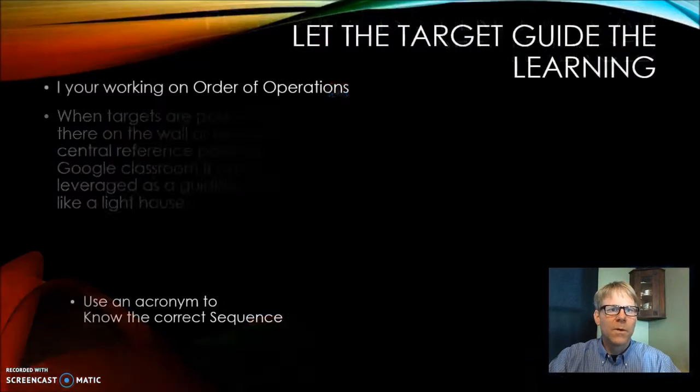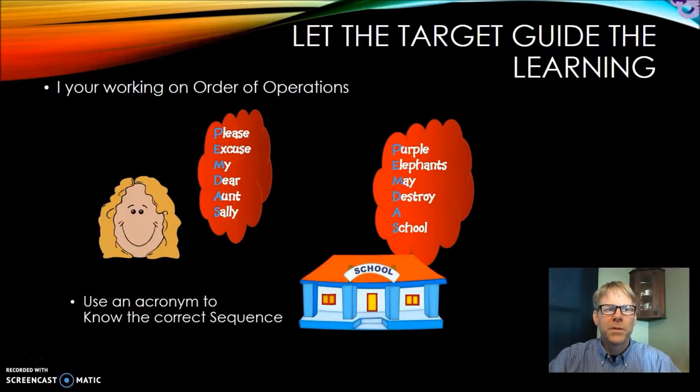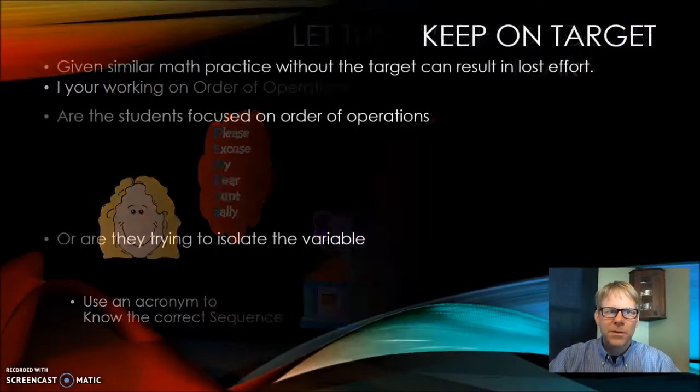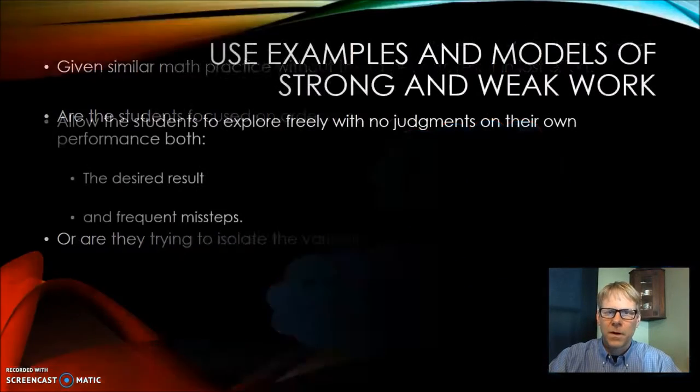For example, when working toward mastery of mathematical order of operations, one can push the students to remember that the first key step is to know the correct sequence. Whether you prefer good old Aunt Sally or purple elephants, we want to get that acronym on the top of the worksheet and execute in the correct order. Given similar math practice without the target can result in lost effort. Perhaps the students are now focused on isolating the variable. Review of the former may not hurt, but it certainly isn't focused on the current target.